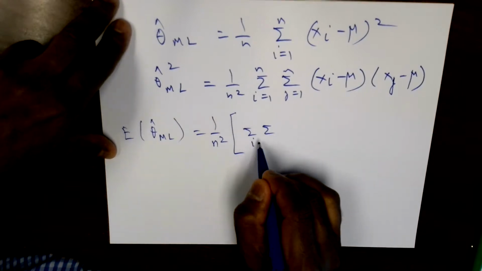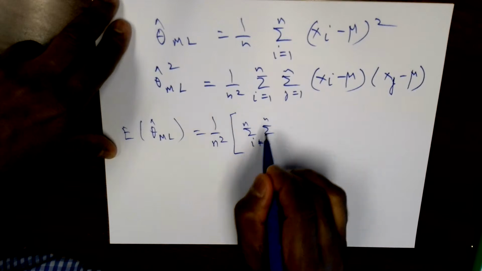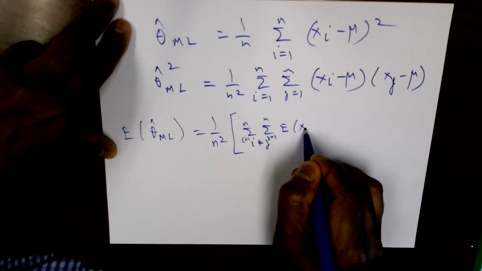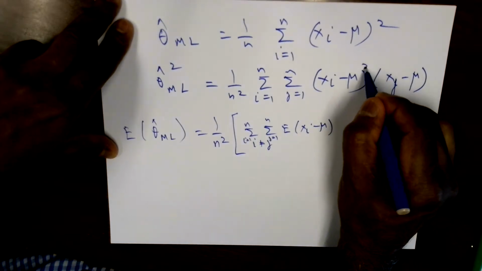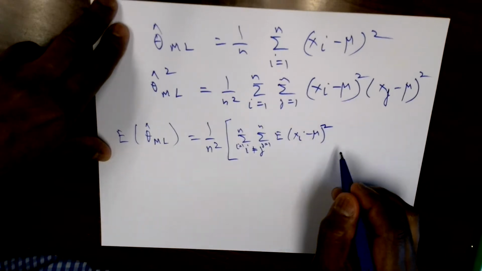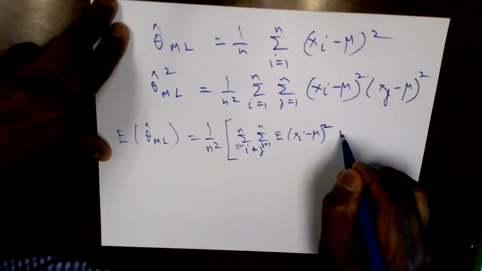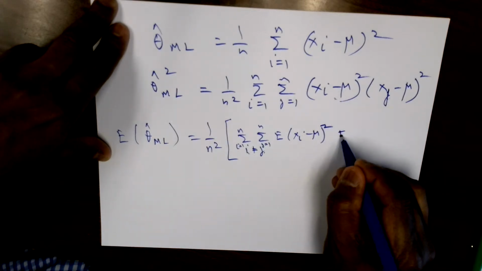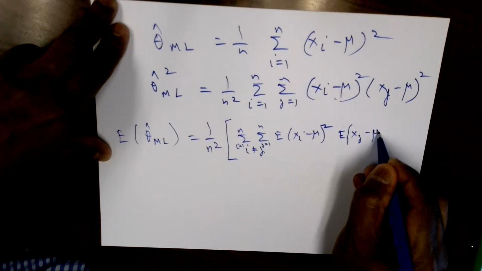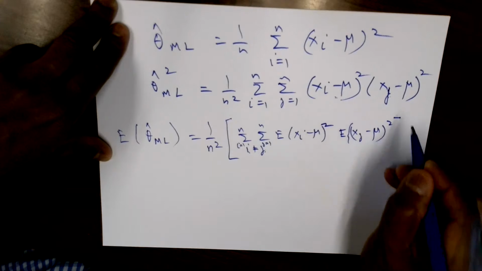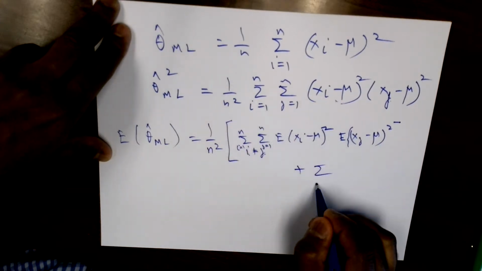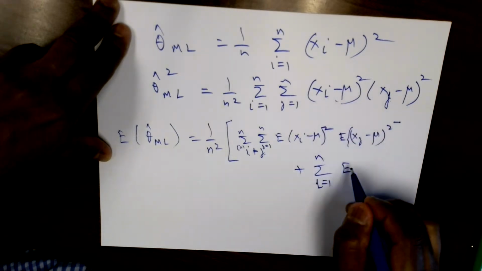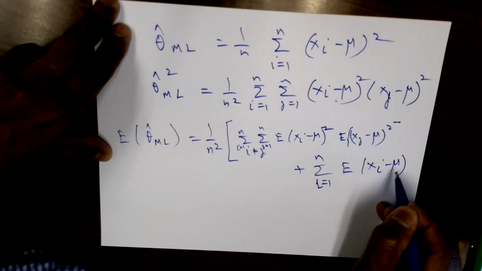Now we have i not equal to j, i goes from 1 through n, j goes from 1 through n. So you have the expected value of (xi minus mu) squared, then the expected value of (xj minus mu). But if i is not equal to j, these two random variables are independent. So I can write here the expected value of (xj minus mu) the whole square. So that's the break I get. Plus i equal to j. When i equal to j, there are such n terms. So then for i equal to j, this becomes the expected value of (xi minus mu) to the fourth, sigma 4.